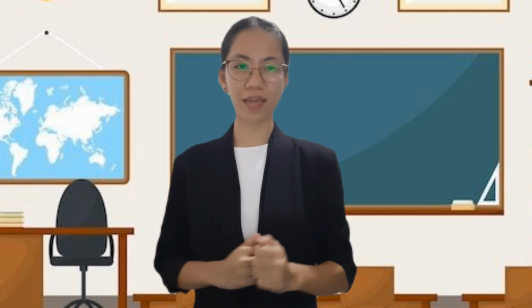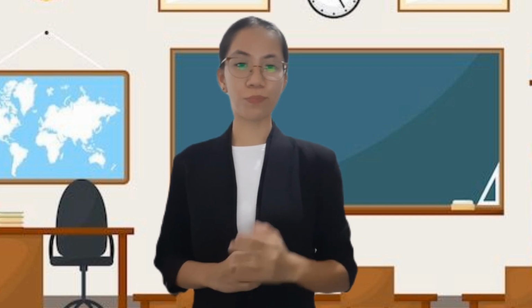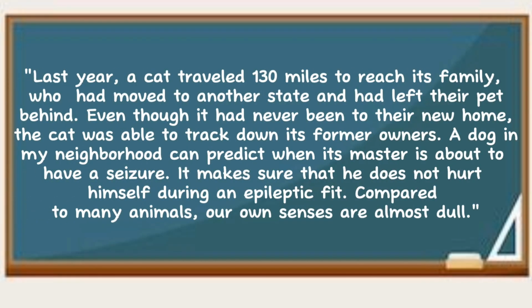To understand more about the positioning of a topic sentence, let's try another paragraph. Last year, a cat traveled miles to reach its family, who had moved to another state and left their pet behind. Even though it had never been to their new home, the cat was able to track down its former owner. A dog in my neighborhood can predict when its master is about to have a seizure. It makes sure that he does not hurt himself during an epileptic fit.